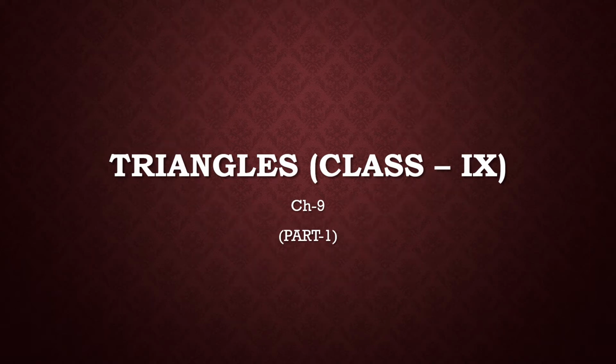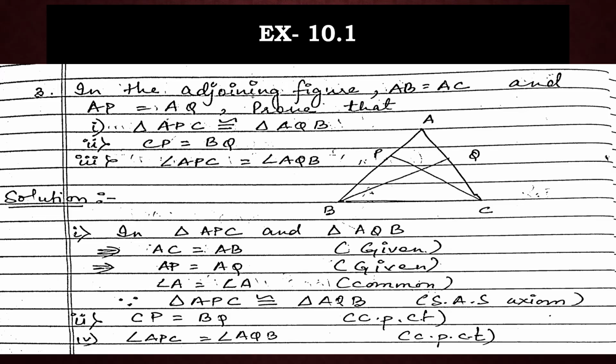This is a video on mathematics for the students of class 9, and today our topic of discussion is triangles. We are discussing the first part of the chapter, that is basically on congruence of triangles. We had already discussed in detail the different properties or axioms of the criteria for proving that the triangles are congruent to each other. Today let us solve a few sums from your exercise.